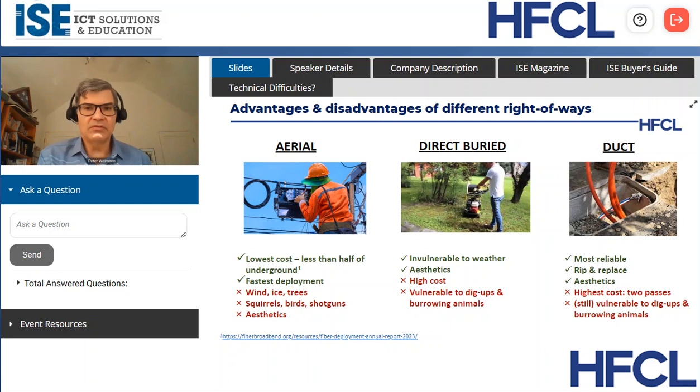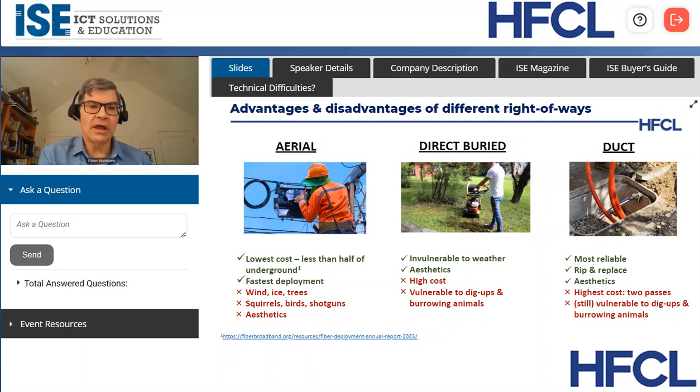Aerial, and this was just emphasized by the most recent Fiber Broadband Association study that came out last month, aerial is going to be your lowest cost to build. Right now in the US, building aerial is less than half the cost of underground. And it's going to be the fastest. There's nothing to dig. You can get the bucket truck out and go pretty fast.